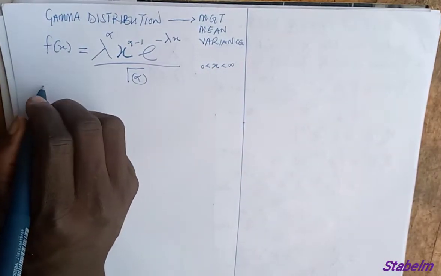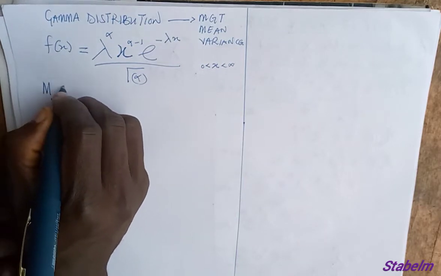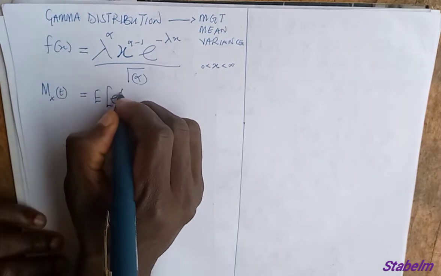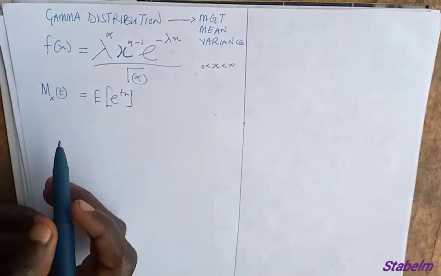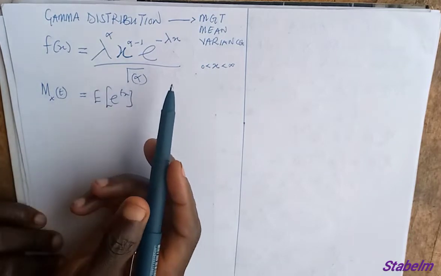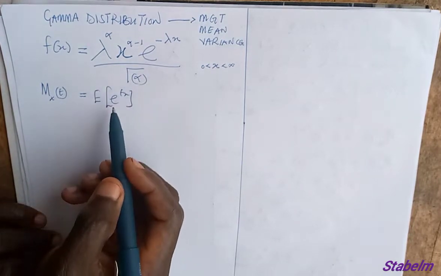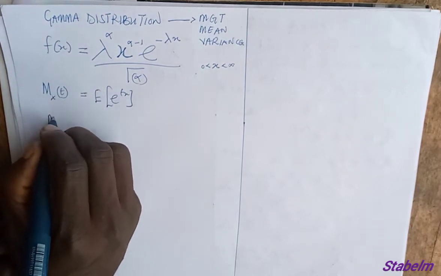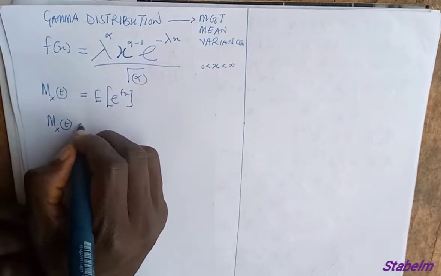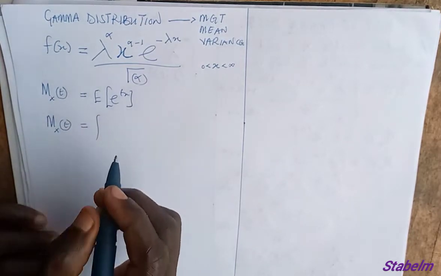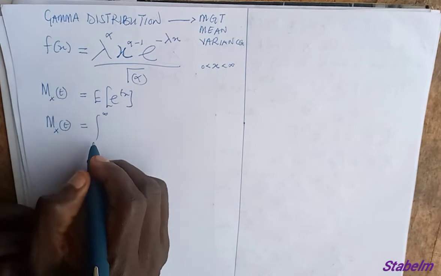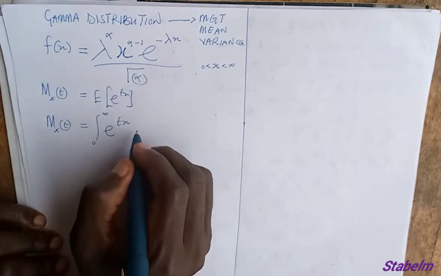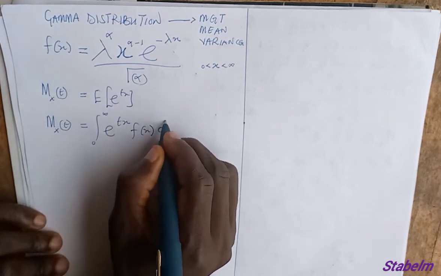Now the moment generating function, we said M sub X of t equals the expected value of exponential raised to power tX. So now, looking for the moment generating function of this gamma distribution, we say M sub X of t will be equal to the integral from 0 to positive infinity of exponential raised to power tx, then f of x dx.